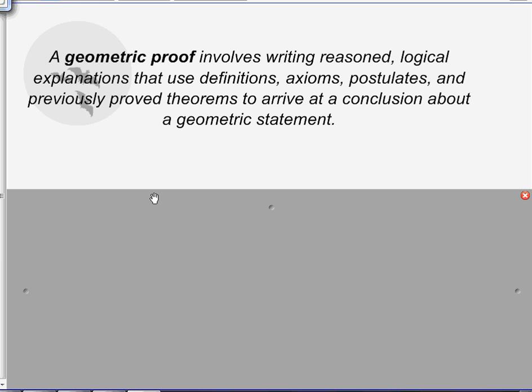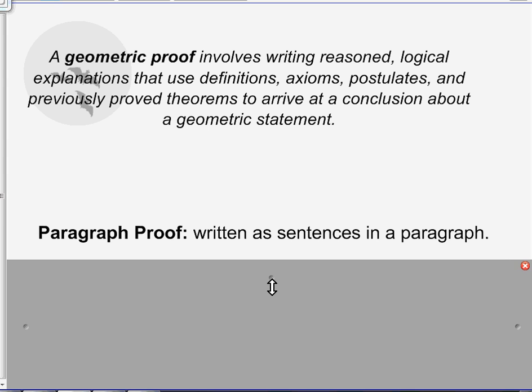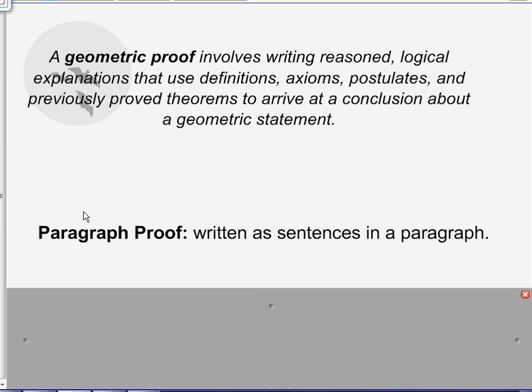So for example, if you have a shape, you can't just say these two sides are equal or congruent because I say they are. You need to back it up with the properties we've learned, definitions, any of the postulates, and the theorems. Okay? So specifically today we're going to be talking about a paragraph proof. And a paragraph proof is written as sentences in a paragraph.